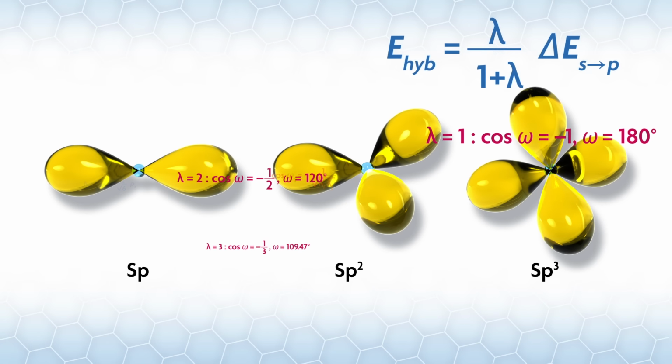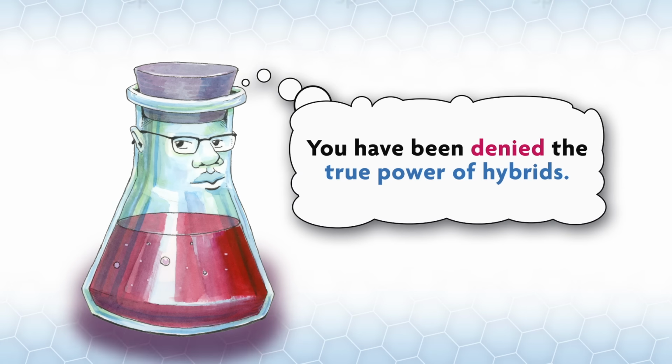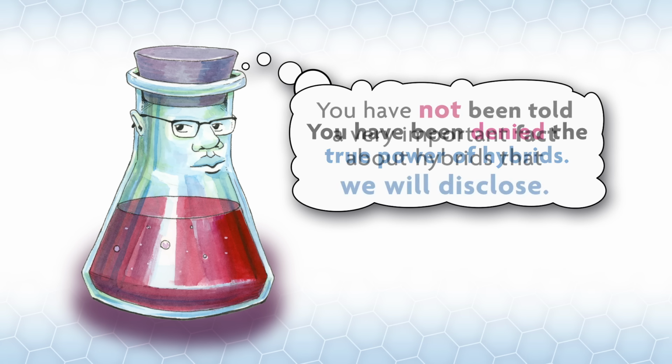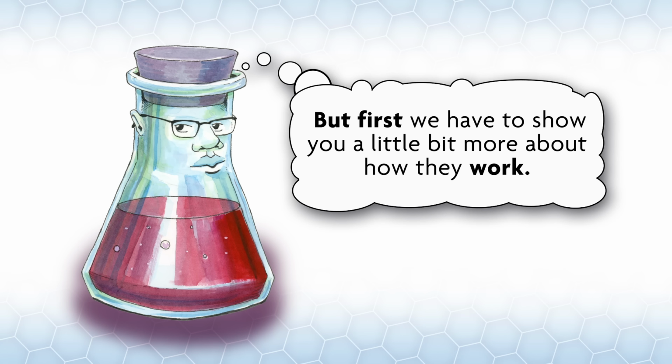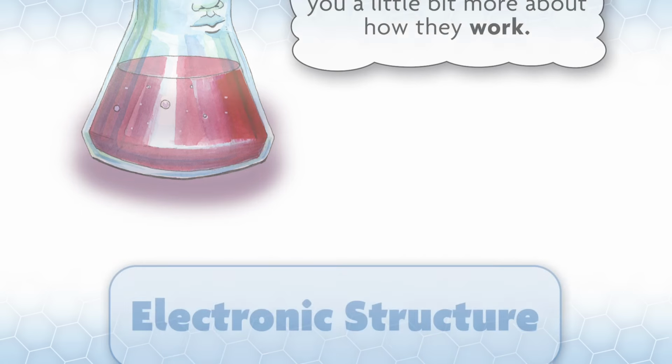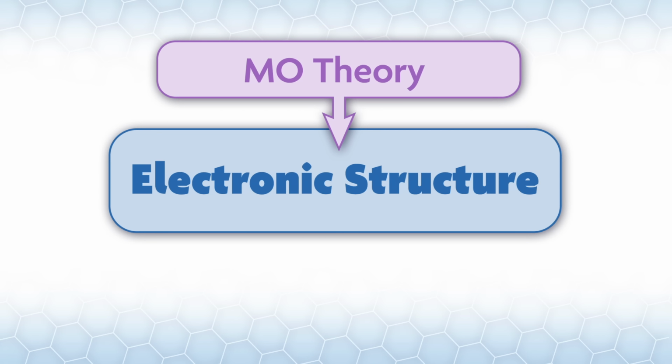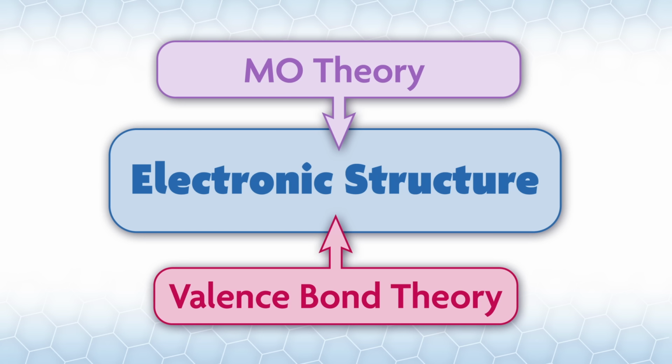Also, by the end of this video, we will unveil that you have been denied the true power of hybrids. You have not been told a very important fact about hybrids that we will disclose. But first, we have to show you a little bit more about how they work. MO theory gets used to discuss electronic structure more often these days, but hybridization theories like valence bond theory can do just as good a job and are sometimes much easier to deploy.